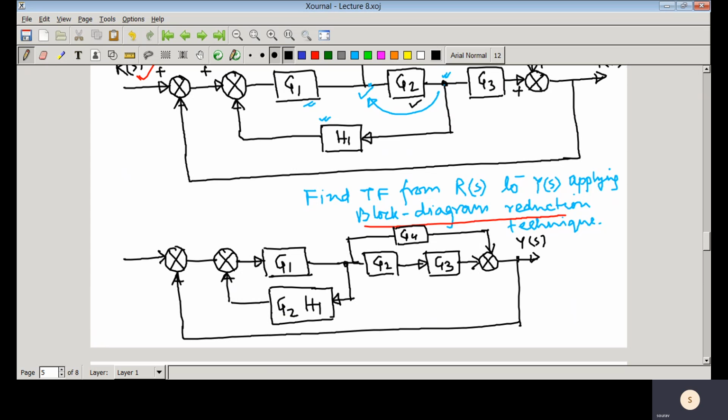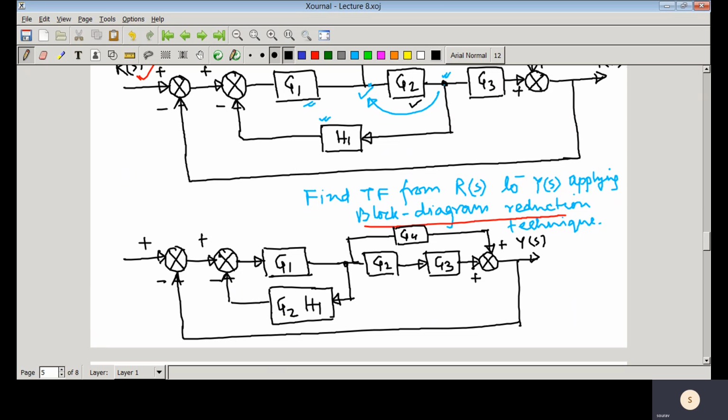So the rest of the part remains the same. So this is plus. Here you have that. Okay, I forgot to mention this negative. So it's negative feedback here. So that is plus.